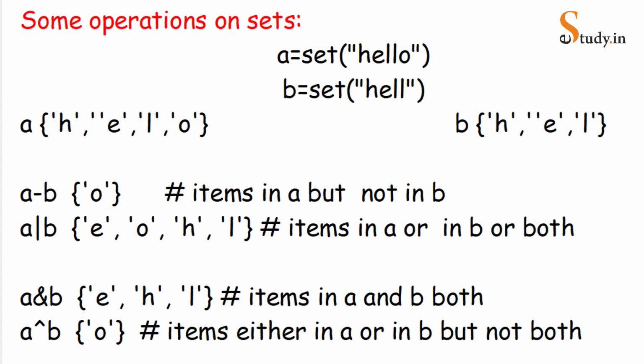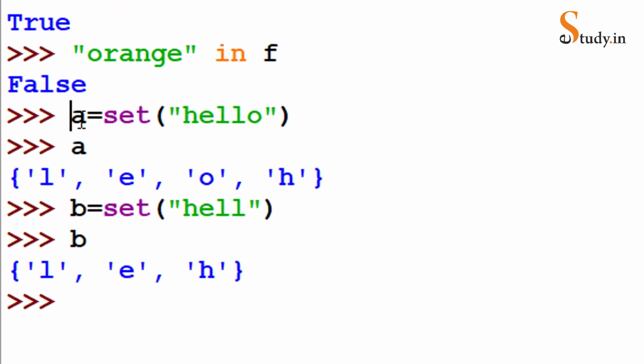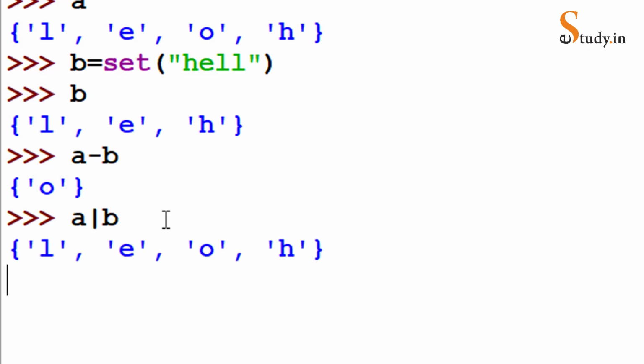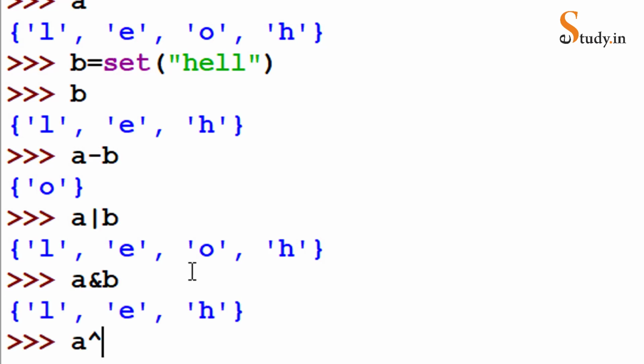So let us try out these operations. We already have set A and we have set B. Okay, so let's say A minus B. A minus B will only give you O because the elements of set A which are not in set B. So let us do A or B. So when you do A or B, it would give you the elements which are either in A or in B or in both the sets. So we have got all the elements. So when we say A and B, the elements which should be in both the sets, it should give you H-E-L. Okay. Similarly, when we say A XOR B, with the caret symbol next to 6 on your keyboard, the elements which are either in A or in B but not both should give you O.